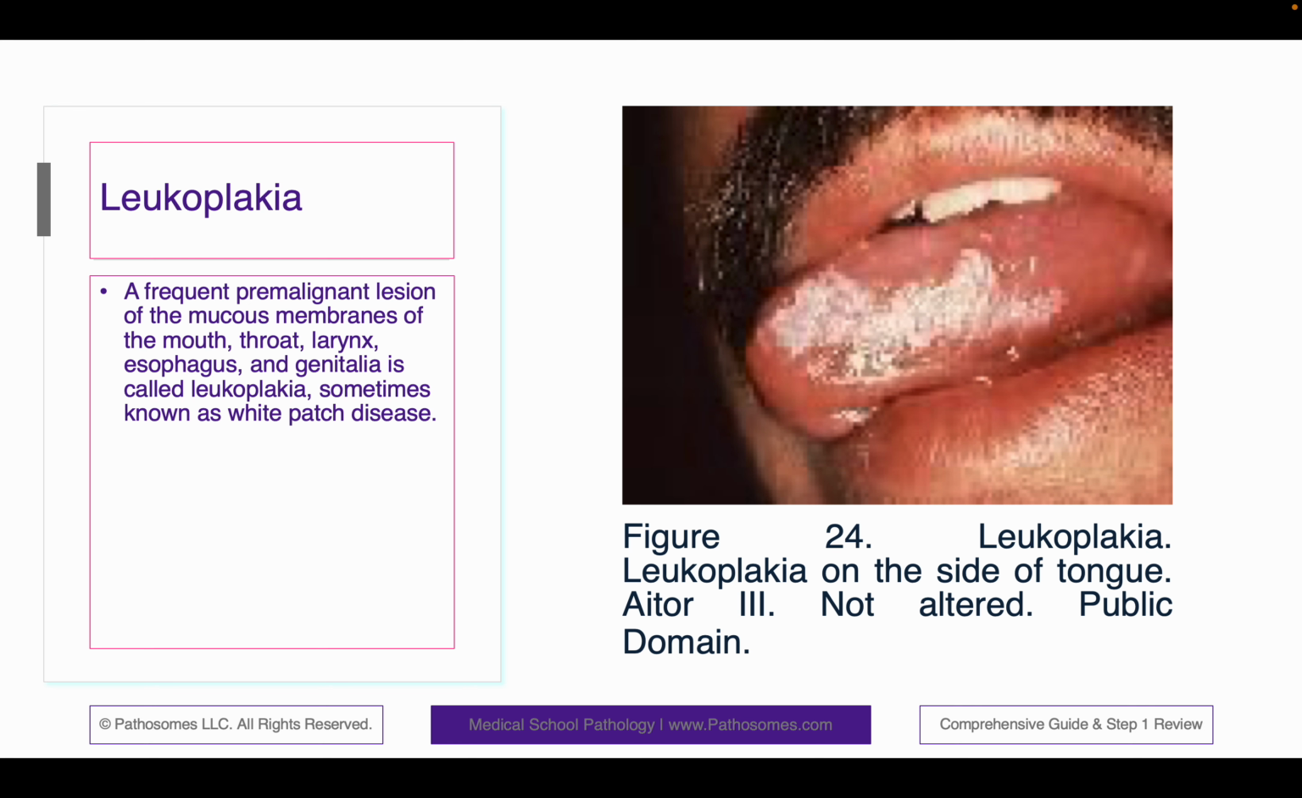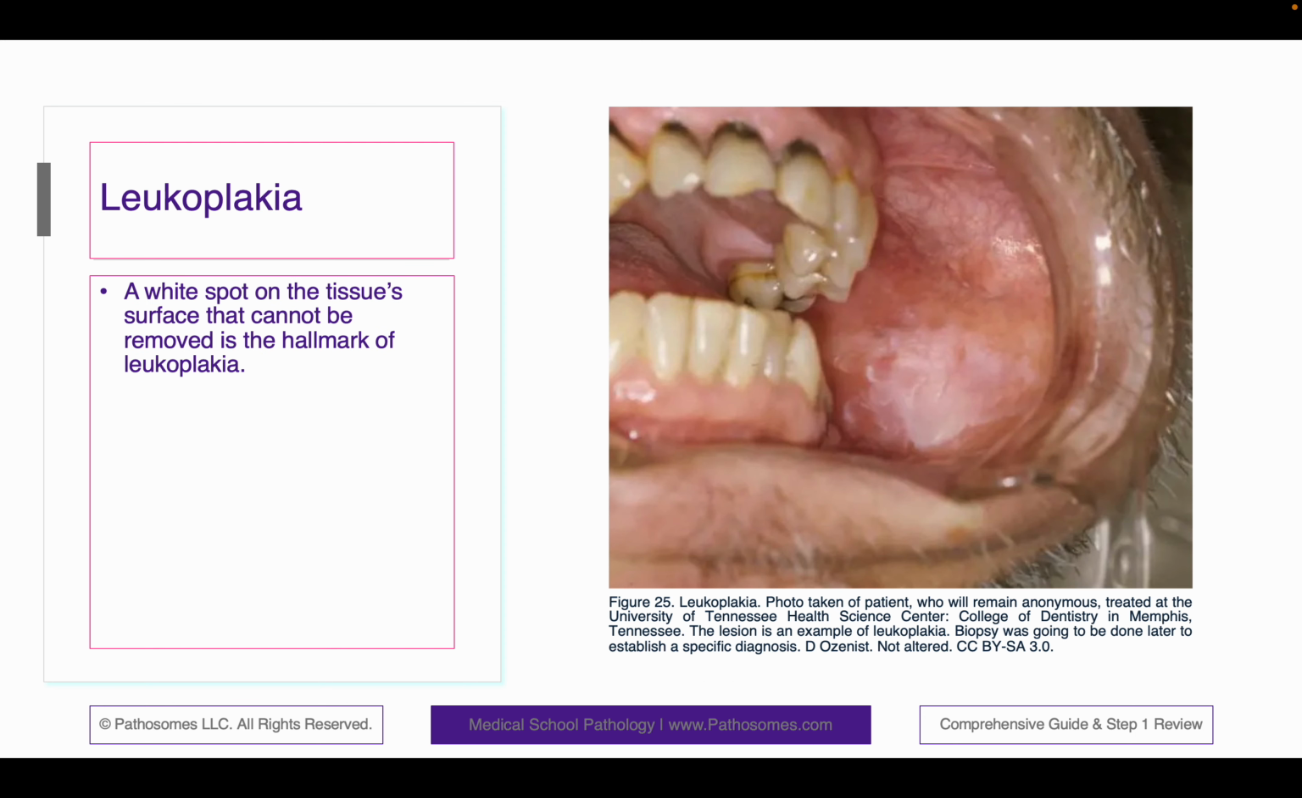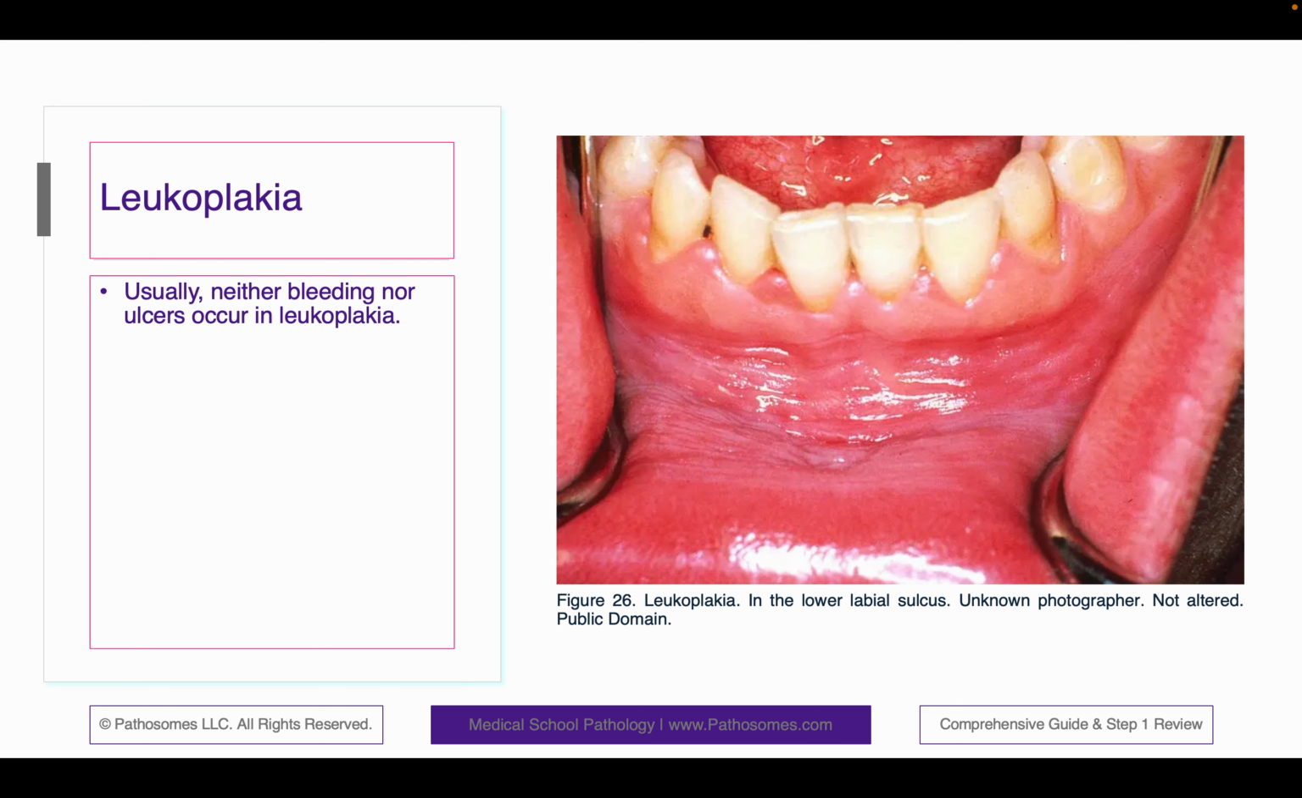Leukoplakia is a frequent premalignant lesion of the mucous membranes of the mouth, throat, larynx, esophagus, and even the genitalia. It's sometimes called patch disease. A white spot on the tissue surface that cannot be removed is the hallmark of leukoplakia, as we can see here in this image. Usually, neither bleeding nor ulcers occur in leukoplakia.